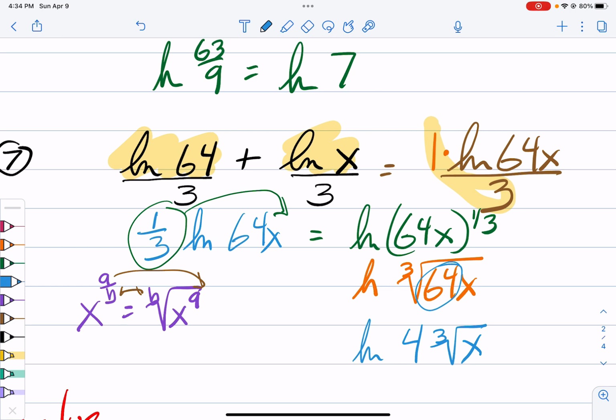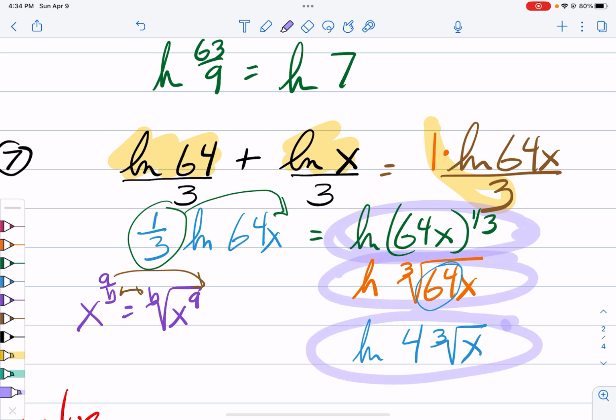So this answer we can use as a fractional exponent. So I would take this as your answer. If you changed it into a root, I would take that. And if you simplified it even further, you could get that. I want you to know how to do all of them, but all of those are possible answers.